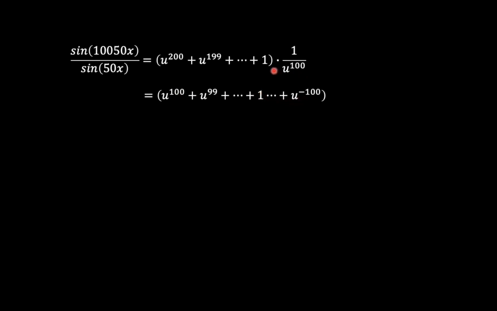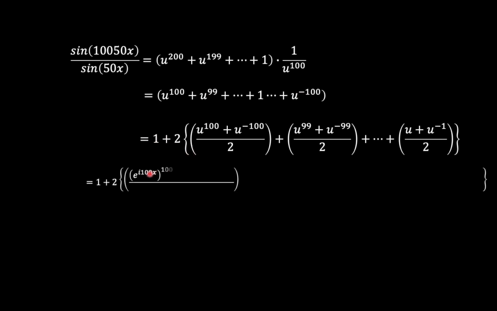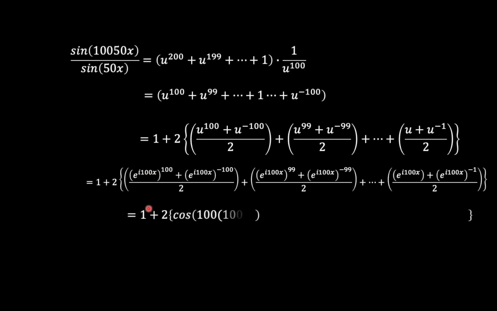Then you continue the division until you get the last term, which is 1 here, resulting in u to the power minus 100 when you divide it by our divisor here. So we can group things. We have 100 with negative 100, 99 with negative 99, and then we pull 1 out here. And when we plug in e to the power i100x in place of u, this means that we essentially have 1 plus 2 cosine 100 times 100x plus cosine 99 times 100x all the way to cosine 1 times 100x.